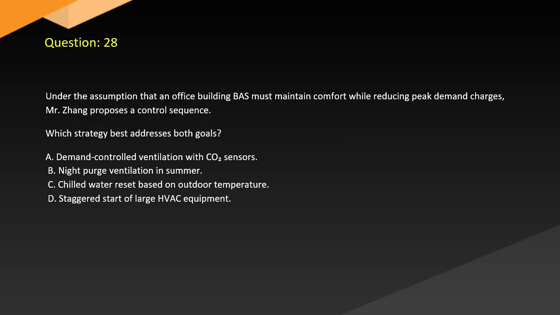Question 28. Under the assumption that an office building BAS must maintain comfort while reducing peak demand charges, Lopez proposes a control sequence. Which strategy best addresses both goals? A. Demand-controlled ventilation with CO2 sensors. B. Night purge ventilation in summer. C. Chilled water reset based on outdoor temperature. D. Staggered start of large HVAC equipment.